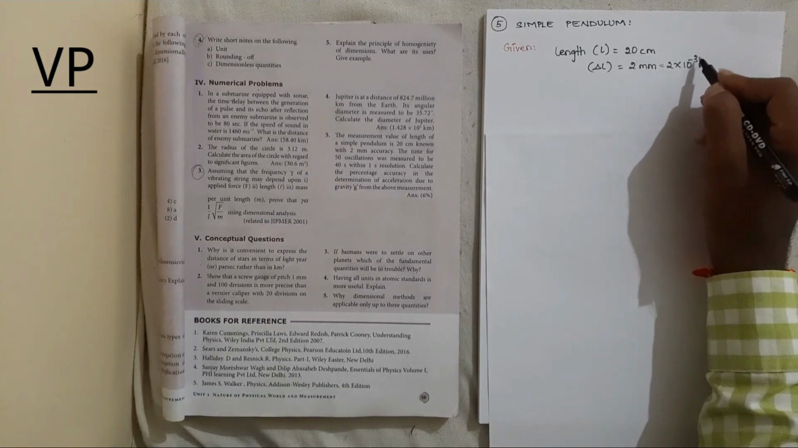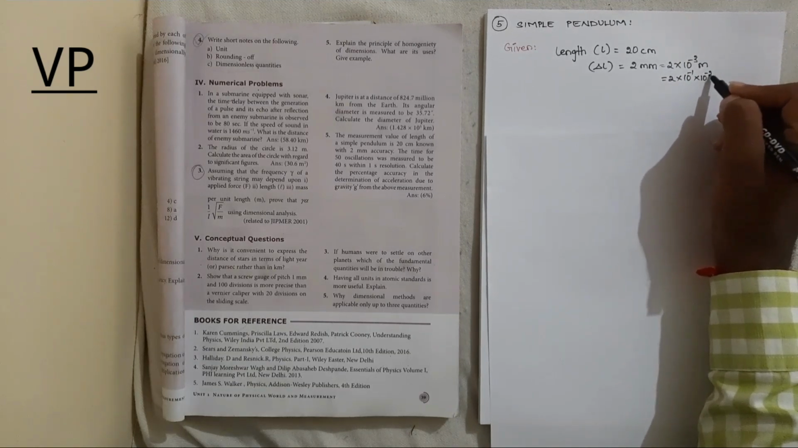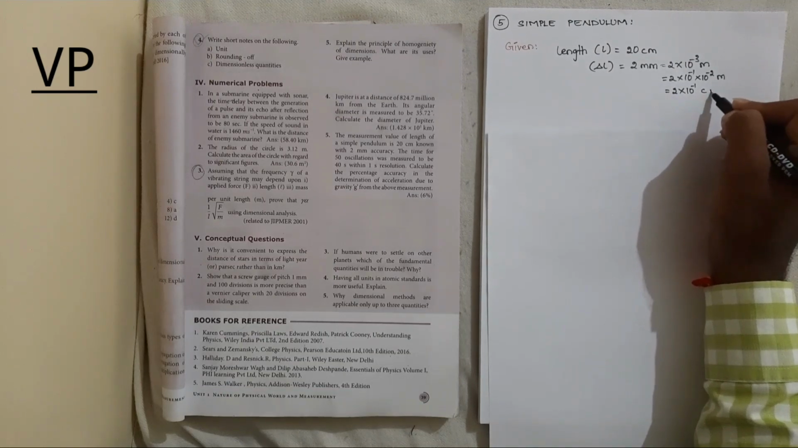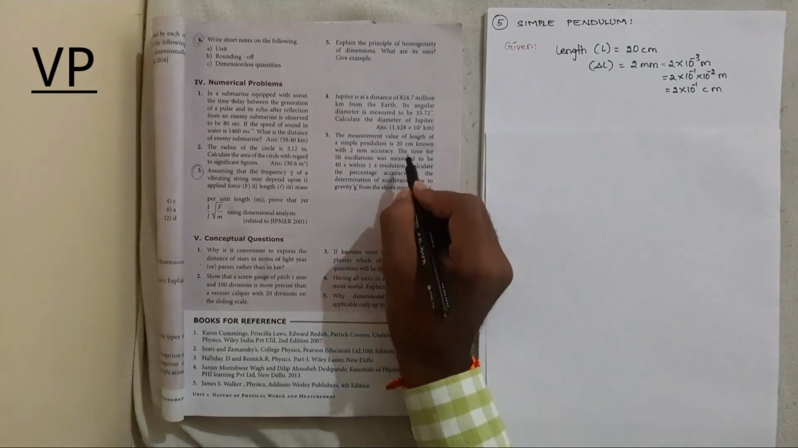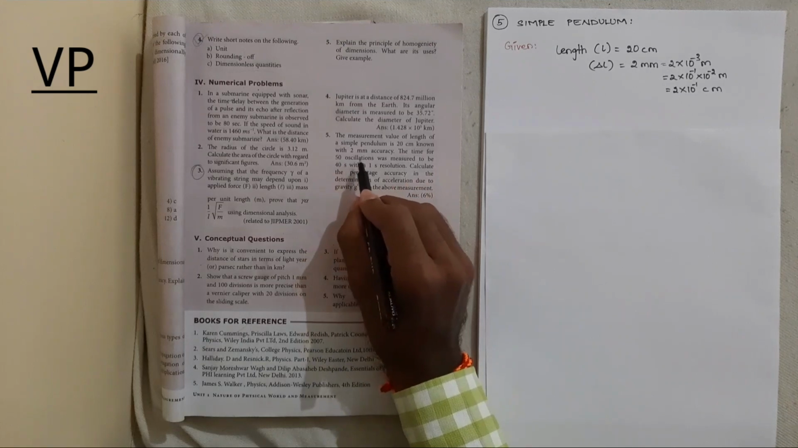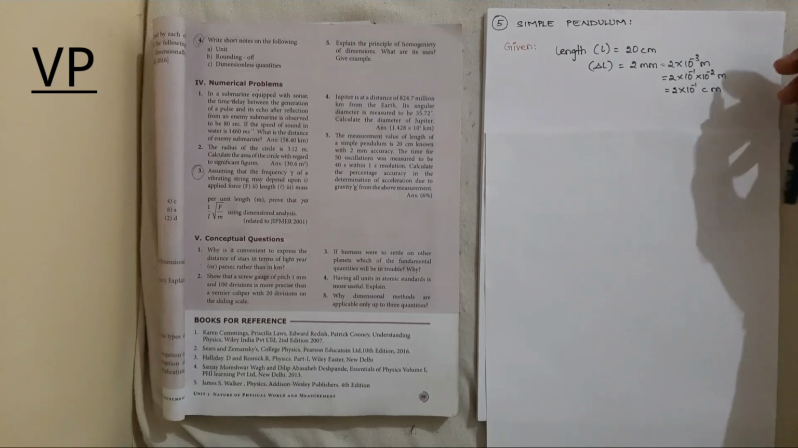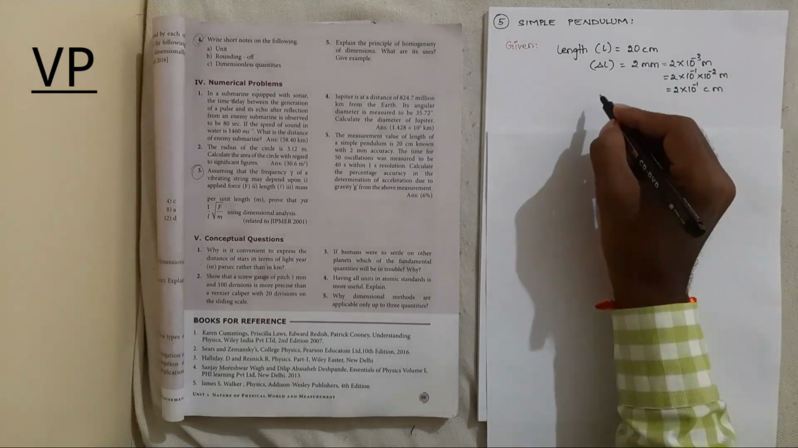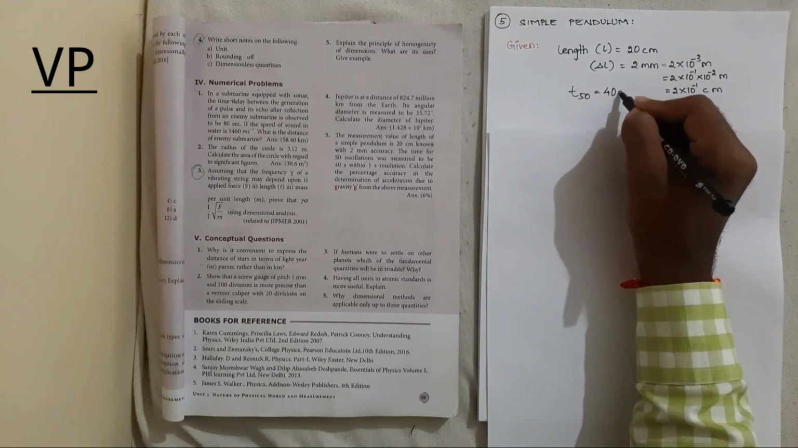Now we shall separate this 10 to the power minus 3 as 10 to the power minus 1 into 10 to the power minus 2 meter. So 2 into 10 to the power minus 1 centimeter, since 10 to the power minus 2 is centi. We have converted to centimeters, and it is also given that the time for 50 oscillations was measured to be 40 seconds. That is, the time for 1, 2, 3 and so on up to 50 oscillations is measured to be 40 seconds. So t for 50 oscillations is equal to 40 seconds.